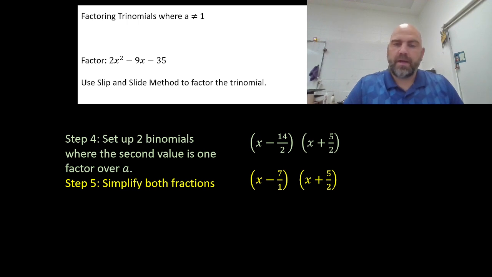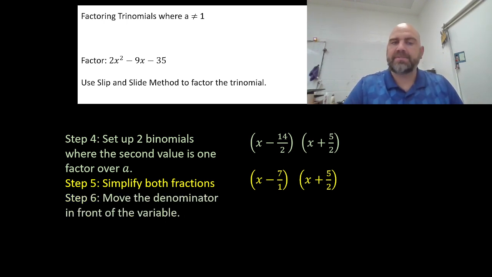Okay, this is where now we have to take the information that we have in order to come up with our two binomials. And step 6 is we need to move the denominator in front of the variable. Now what I'm going to do is I'm going to kind of set this up here. I'm going to get my two brackets. I'm going to move my x's down. There we go. I'm going to put the plus and minus down there because those don't change. And I'm going to take the 7 and put it there and the 5 and put it there.